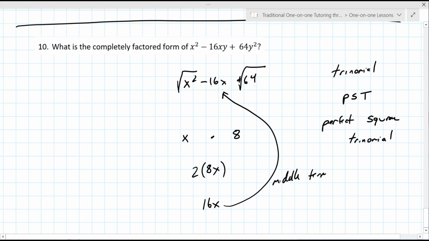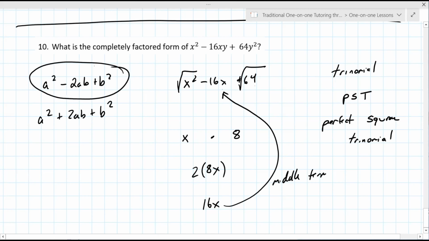You might say, well, Matthew, it's not the middle term, there's a negative there. You're right. There's 2 forms of a perfect square trinomial. There's a squared minus 2ab plus b squared, and there's a squared plus 2ab plus b squared. So it's this first one, and that's okay. So this is your a, and this is your b. And so these factor into known forms. This is a minus b squared. This one is a plus b squared.